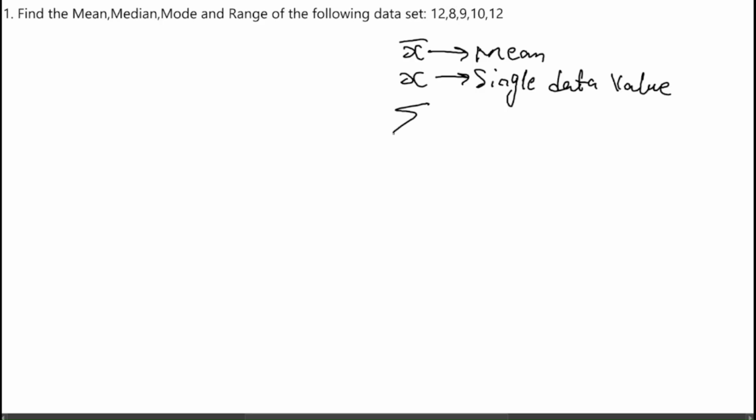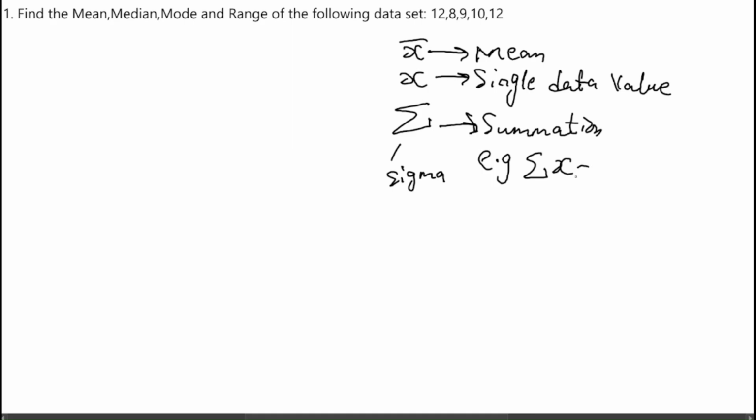Then we have this symbol. It is called sigma. Sigma represents summation. What this means is, for example, if you are given a summation of a certain data, like summation of x, it means take the sum of all the x or add all the x together, like x1 plus x2 plus x3 and so on if there are more x.